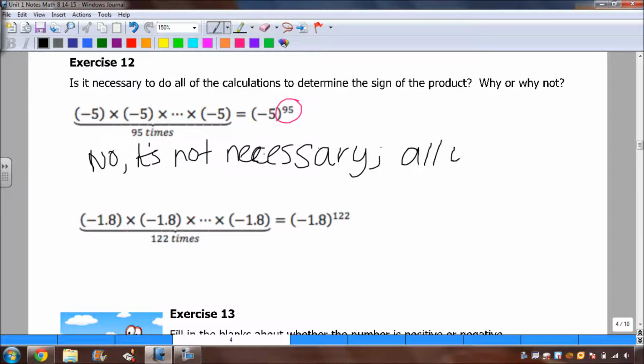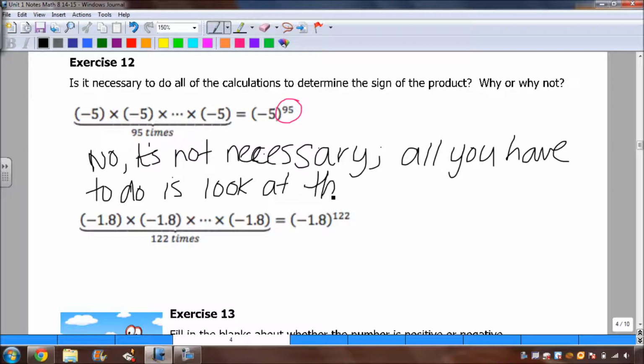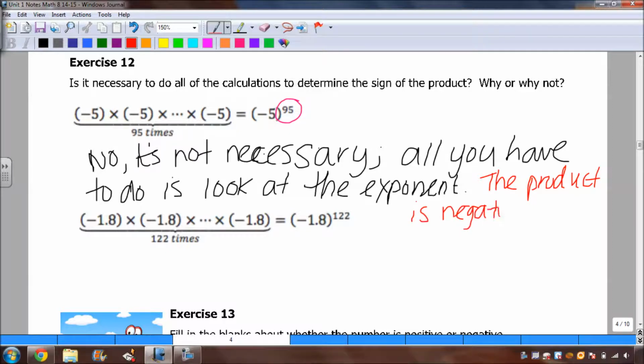All you have to do is look at the exponent. And in this specific example, we can say that the product is negative because the exponent is odd.